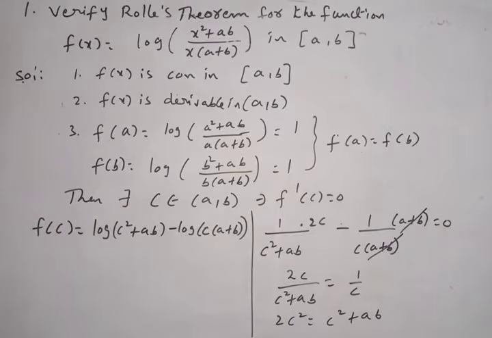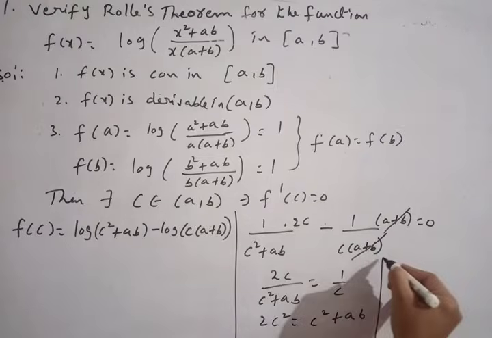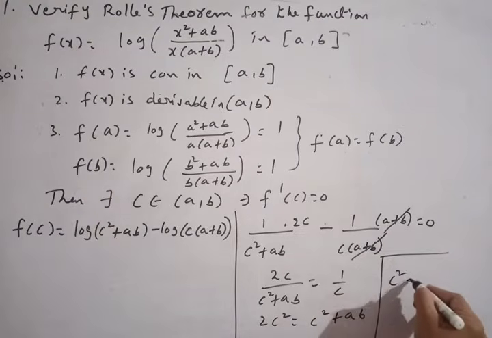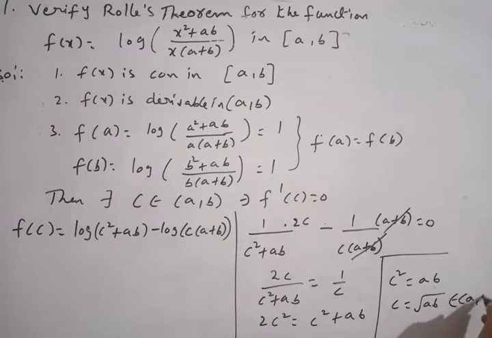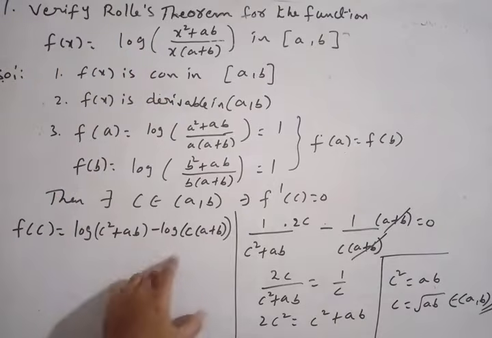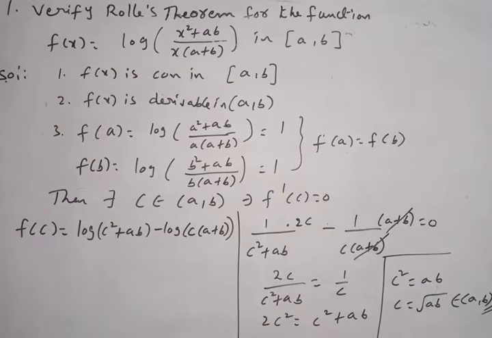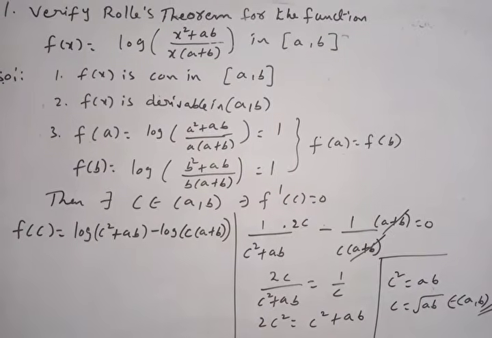2c square is equal to how much? C square plus ab. So this implies, c square will come this side, 2c square minus c square is equal to ab. C is equal to square root of ab, which belongs to a comma b. Like this you need to solve this problem. Understand here? So log a by b can be written as log a minus log b. Very, very important problem. C belongs to a comma b, we proved, right?